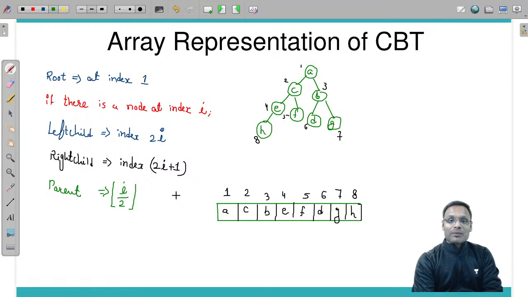Got it? Understood? Of course, the root will not have any parent. That's why 1 by 2 becomes 0. Hence, there is no parent of the root.